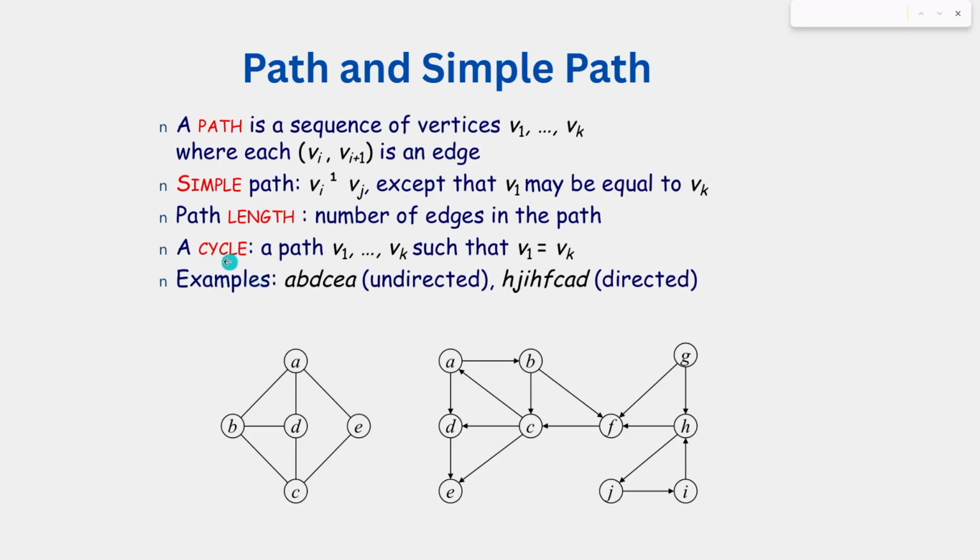And we have a term called cycle. A cycle is actually a path in which the start vertex and the end vertex are one and the same. Say for instance, as a path I have a sequence of vertices. If in that path the start vertex as well as the last vertex are one and the same, then we call that a cycle.